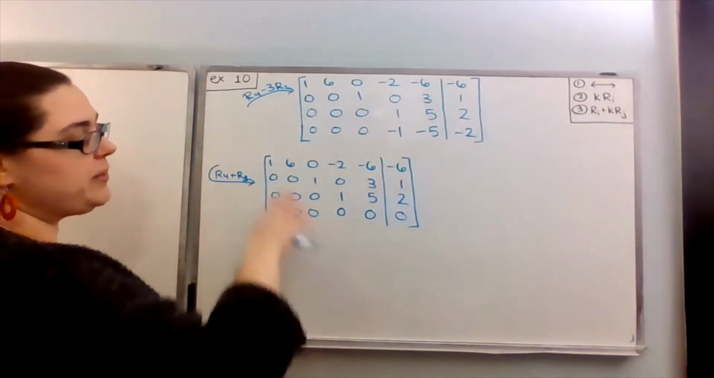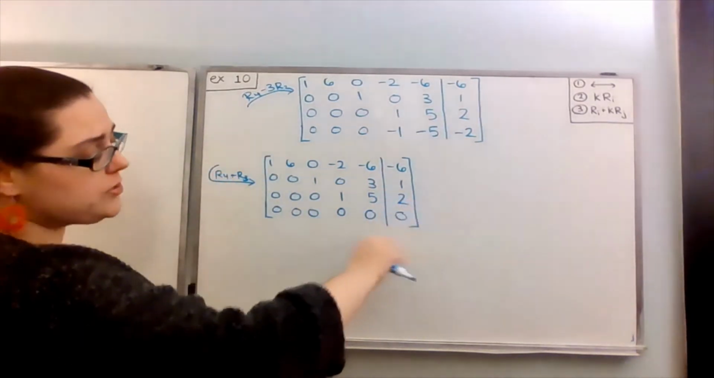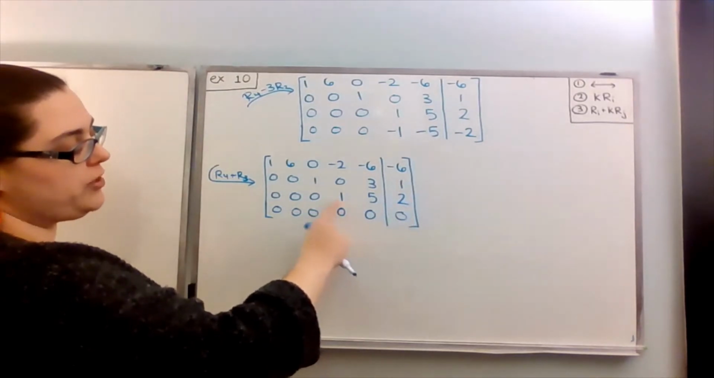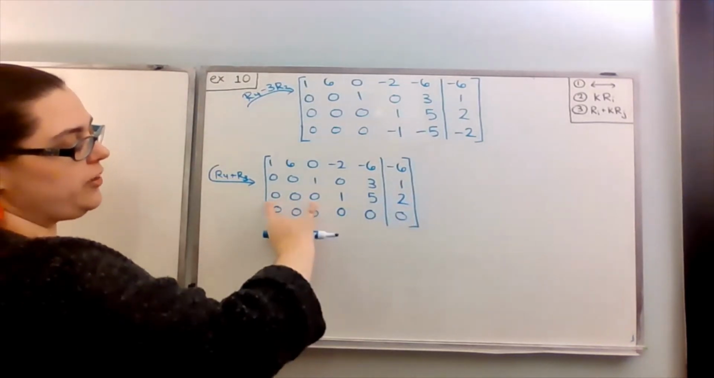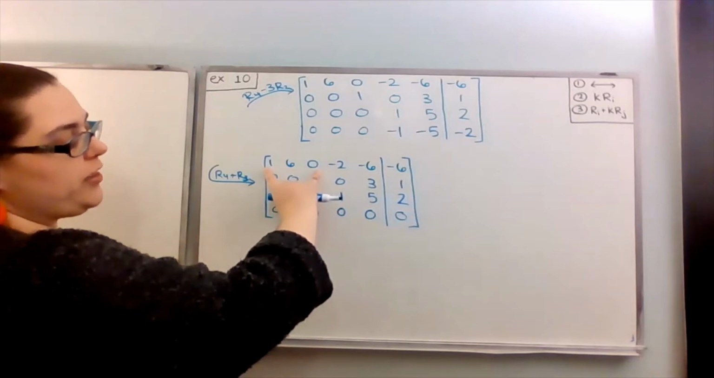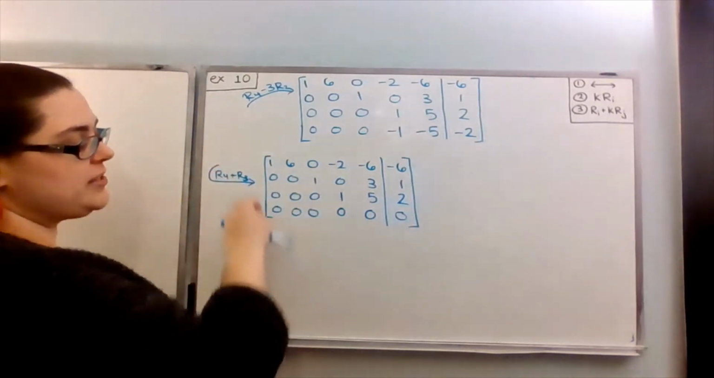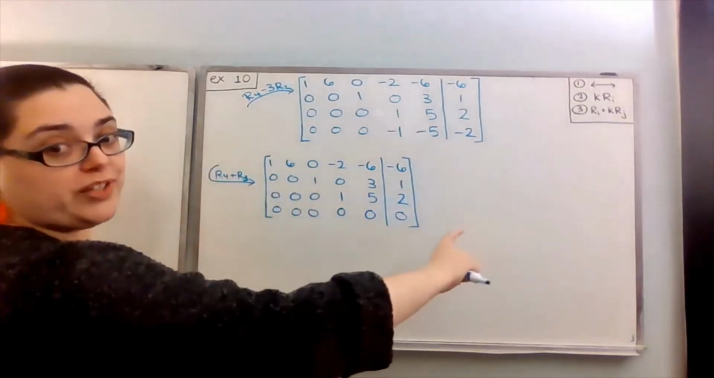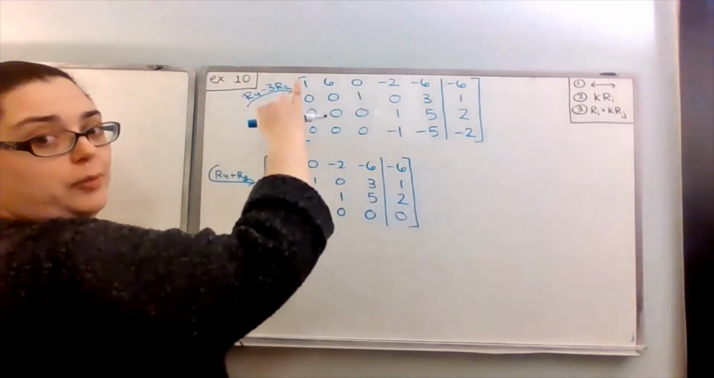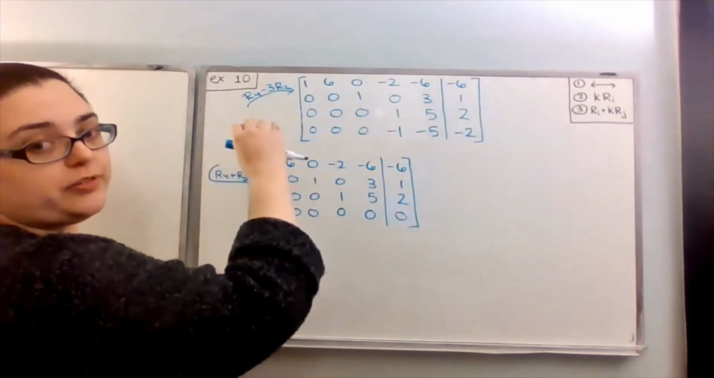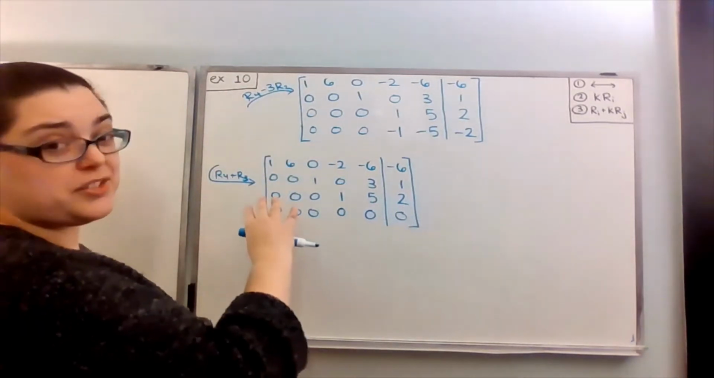This is not going to mess up any of our leading values because everything before this 1 is a 0. So everything in this row before that is going to stay the same. It's not going to change. This is why it's important to have those leading ones moving to the right. So when you add back up, you don't change anything that happened before. All right, so let's go do that.